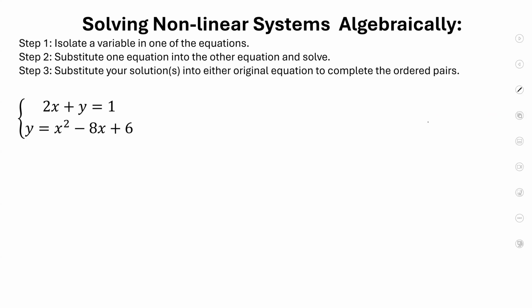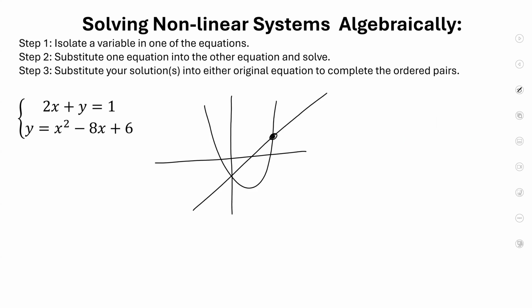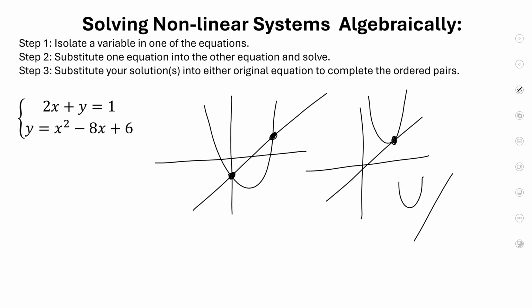In our last lesson, we graphed equations and figured out where they intersected. Where they intersect are your solutions. We saw some examples where there were two solutions. We saw other examples where there might have been just one solution because they only intersected one time, or maybe they didn't intersect at all, okay?